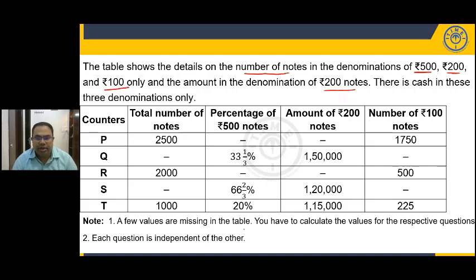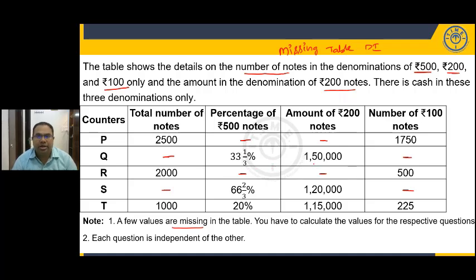A few values are missing in the table. So this is missing table data. So the complete information is not given. Wherever you find a hyphen here, that indicates data is missing there, right? It does not mean there are no 500 rupee notes. It means that the data is missing here: how many notes, total number of notes, percentage of notes.